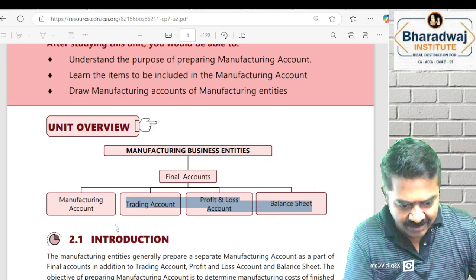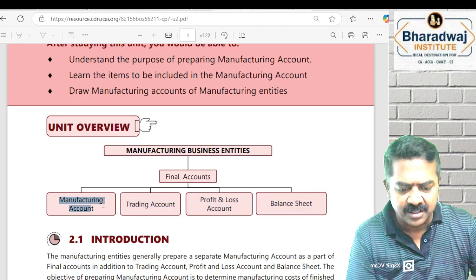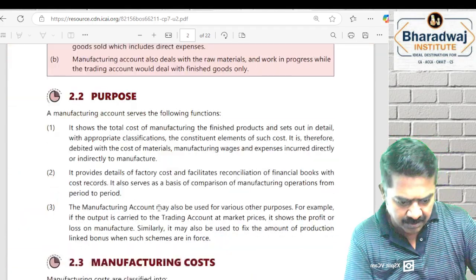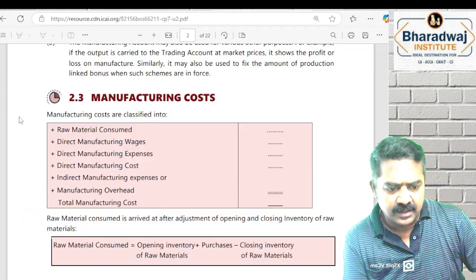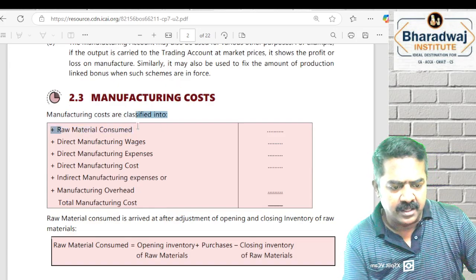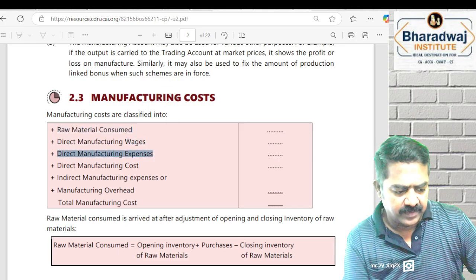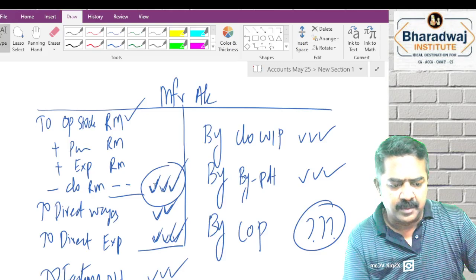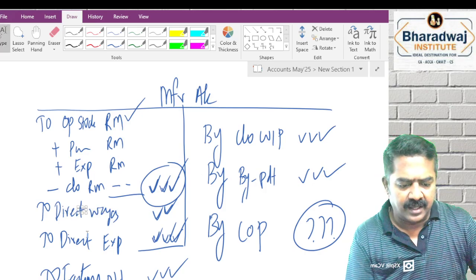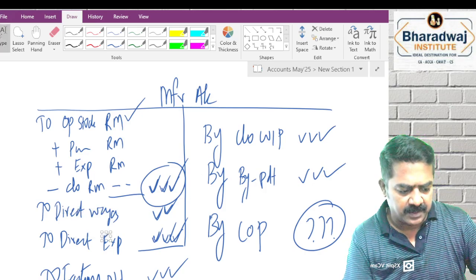Manufacturing entities prepare one extra account. Which account? Manufacturing account, to find out cost of production. Let us see. Manufacturing costs are classified as follows. Raw material consumed, which is opening stock plus purchases minus closing stock, direct manufacturing wages, then direct manufacturing expenses.